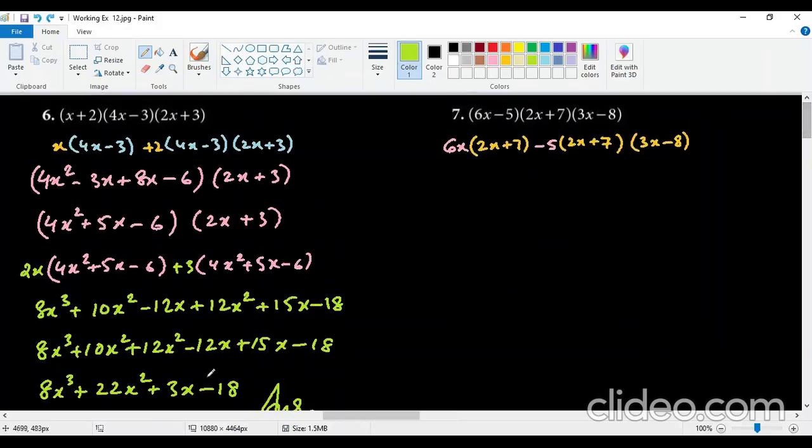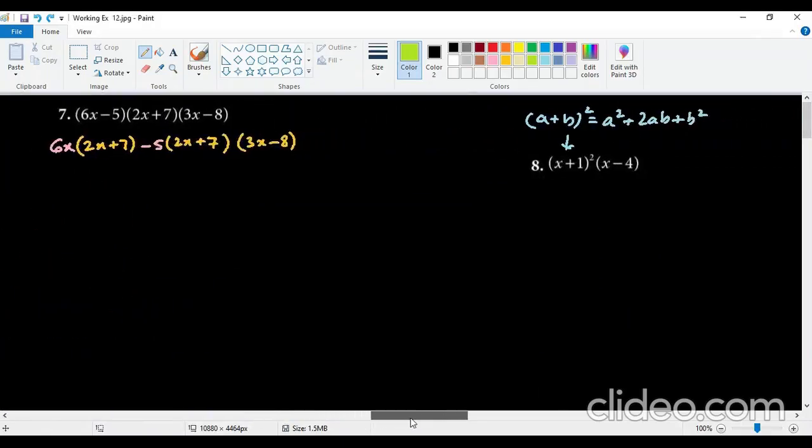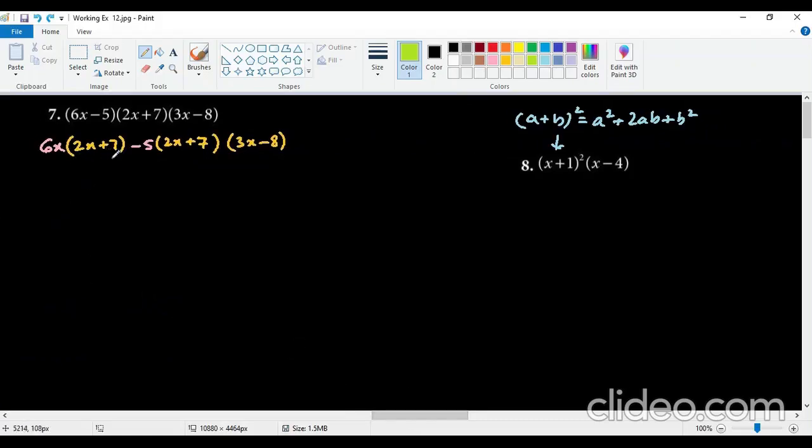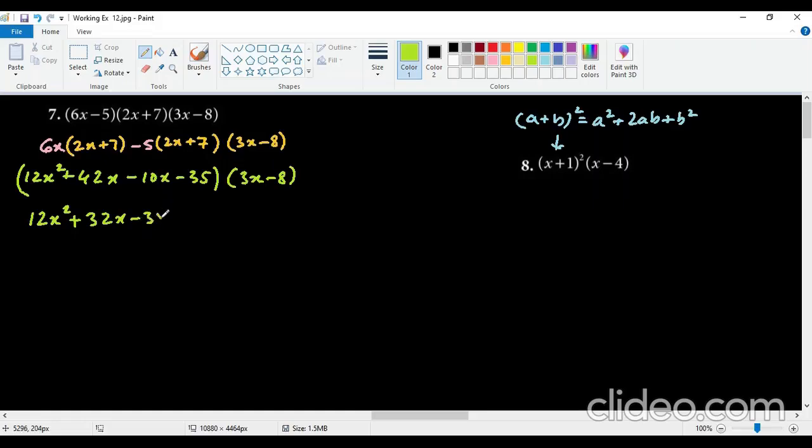Moving on to the next question, which is question number 7. In here, 2x plus 7 is going to be multiplied by 6x minus 5. So the first part is going to give you 12x square plus 42x minus 10x, and minus plus is a minus, 5 times 7 is a 35. This is going to be multiplied by 3x minus 8, but before that we are going to simplify the first bracket, 12x square, and this is going to give you plus 32x and minus 35.